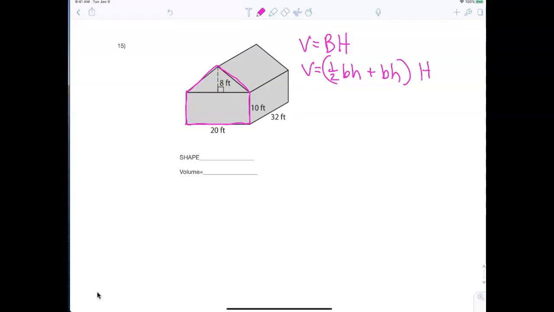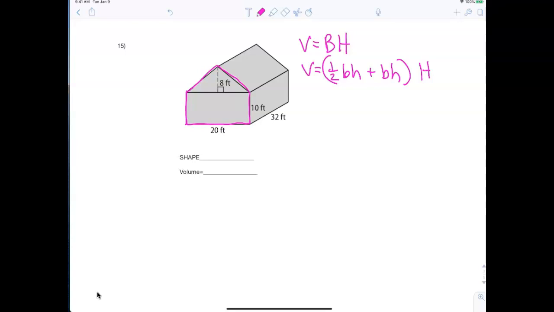Now look at that formula, guys. The average kid would go, oh my gosh, that looks so complicated. It's not complicated if you understand how we're creating this. The volume is simply the sum of the areas of the two shapes multiplied by the height. That's how I would like for you to see it.